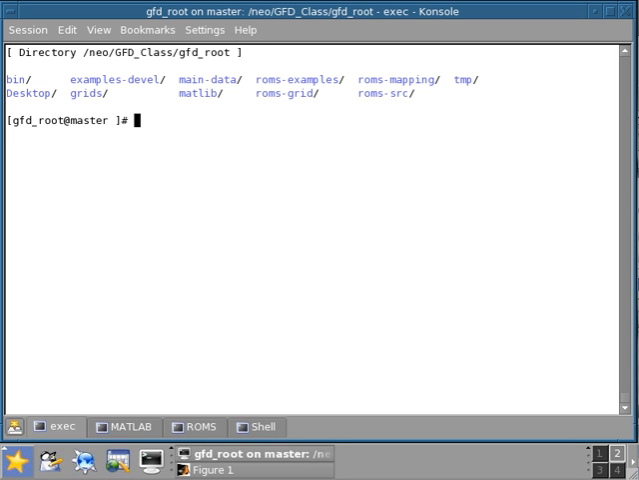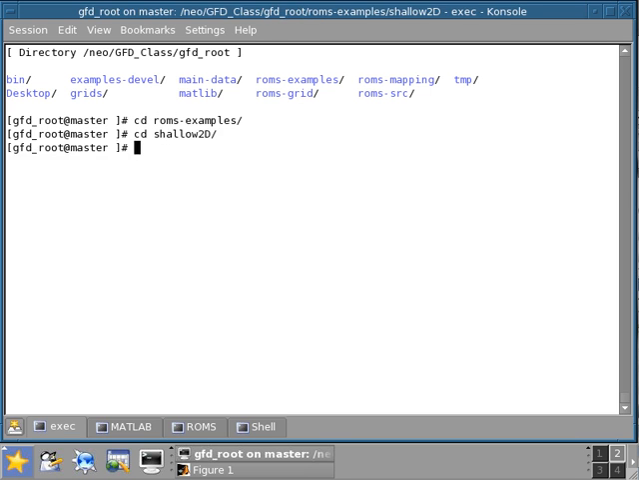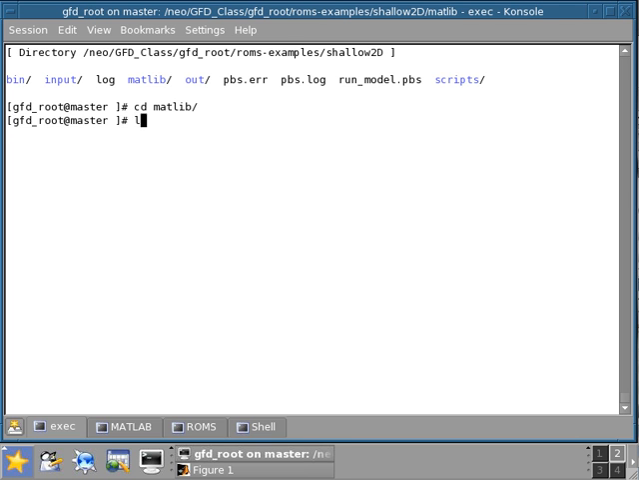The last example of linear waves is going to be the topographic waves. So once again, I'm on the cluster. I'm going to go in the example directory, I'm going to go in the shallow 2D, and I'm going to go in MATLAB.